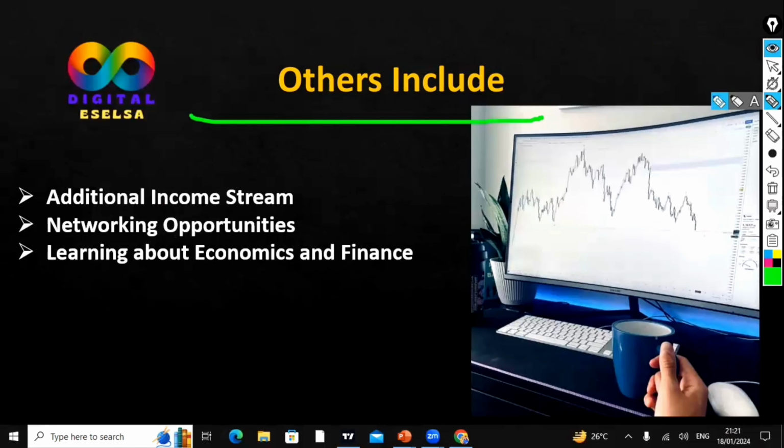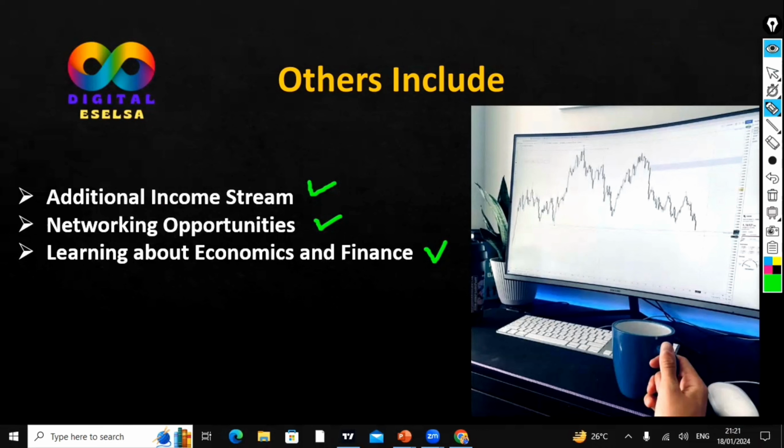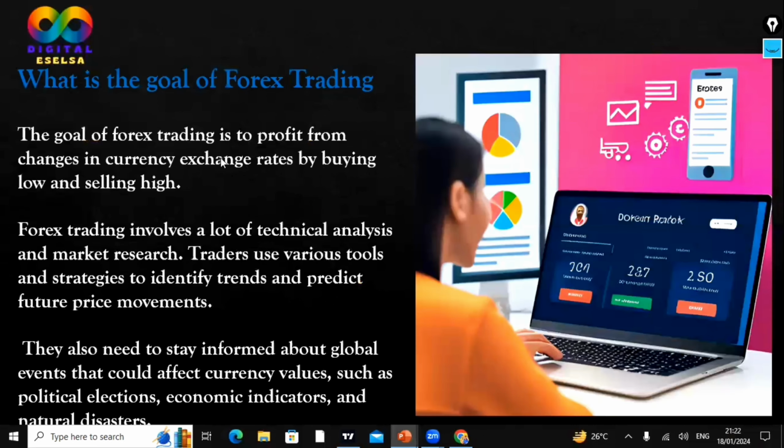There are other reasons why I will encourage anybody to learn how to trade Forex. Additional income stream. Even if you have a day job, you can still learn how to trade Forex and add the Forex money to your sources of income. Networking opportunities are there. Learning about economics and finance is also one of the reasons why I encourage people to trade the Forex market.